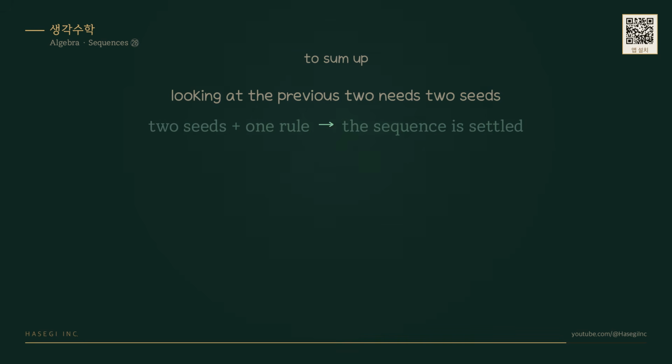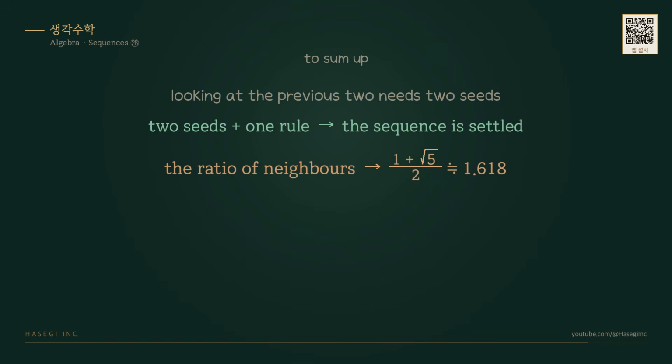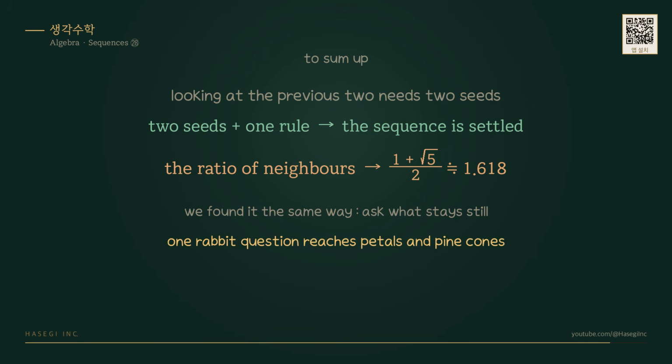To sum up, a rule that looks at the previous two needs 2 seeds. 2 seeds and 1 rule settle the sequence completely. And the ratio of neighbors closes in on the golden ratio. We found that value the same way as last time, by asking what stays still. One question about counting rabbits reaches all the way to petals and pine cones.